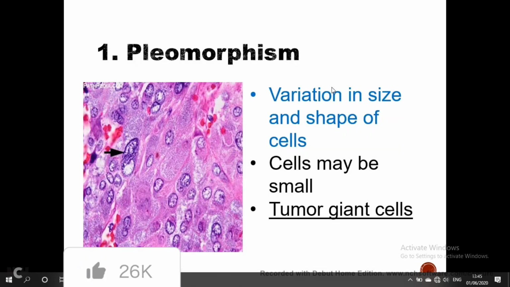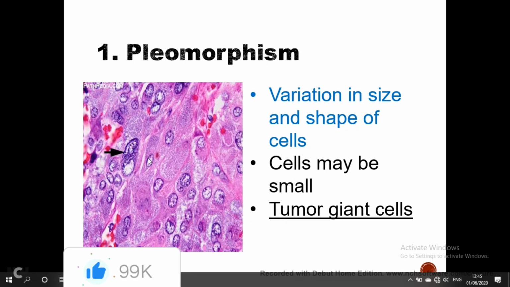So what is pleomorphism? I explained to you. It's a variation in size and shape of the cell. As you can see here, this is a normal ovoid, maybe normal cell, but when you compare it with these cells, there is variation in the shape and the size of the cell. Okay, and then some tumor cells may be small, some may be large. Okay, you can also find some tumor giant cells, as the arrow indicates.